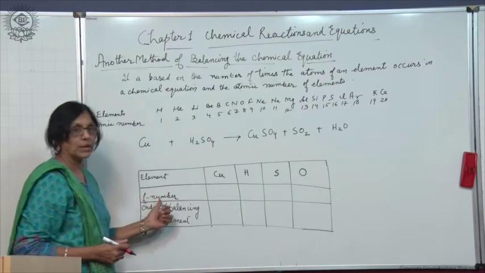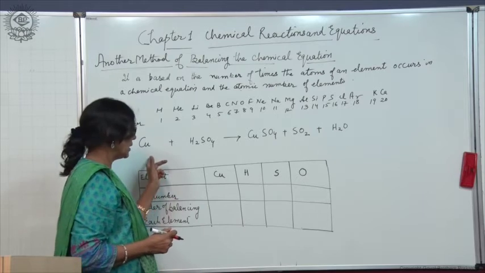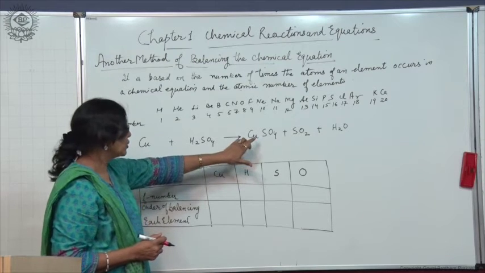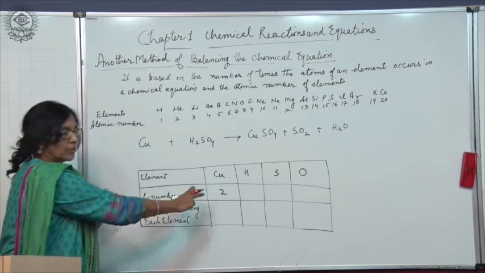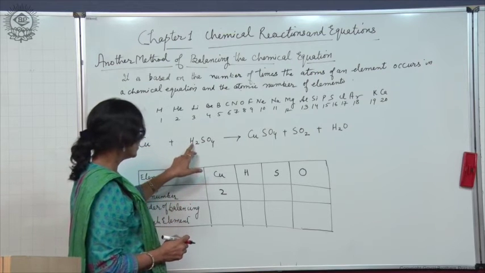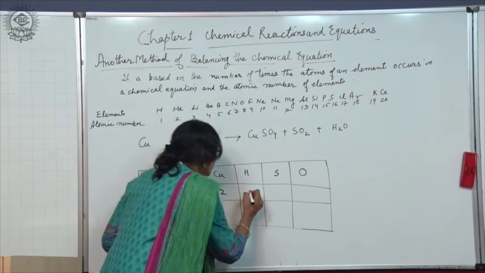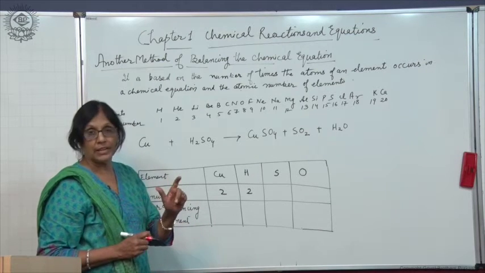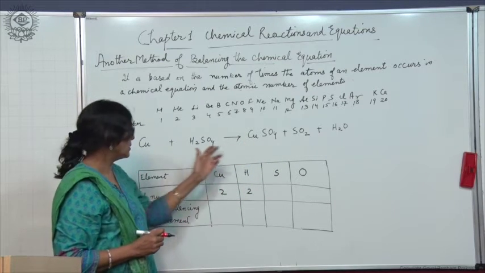Now, to find out the F number or frequency number, what will we do? We will just count how many times copper appears in this chemical equation, at one place and at the second place. So the frequency number of copper is 2. We will write it in front of this column. Now see hydrogen. Hydrogen appears here, 1 and 2. Two times it appears in the chemical equation. So the frequency number of hydrogen is 2. Again I will tell you, do not count the number of atoms; only count the number of times the element appears in the chemical equation.